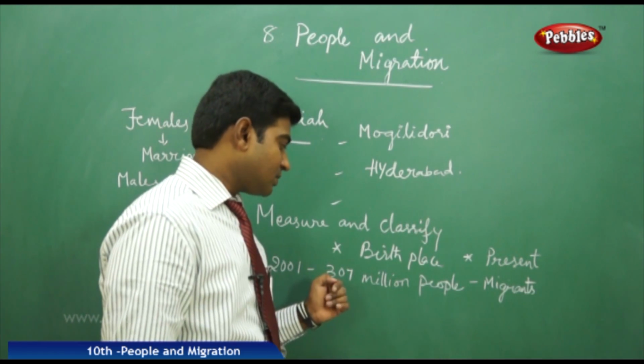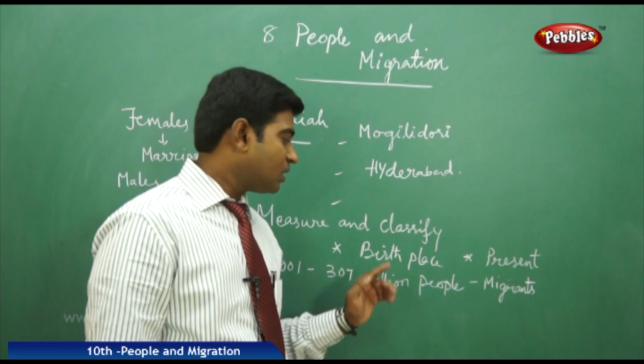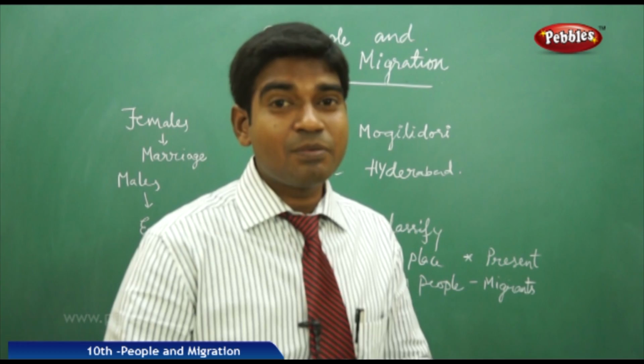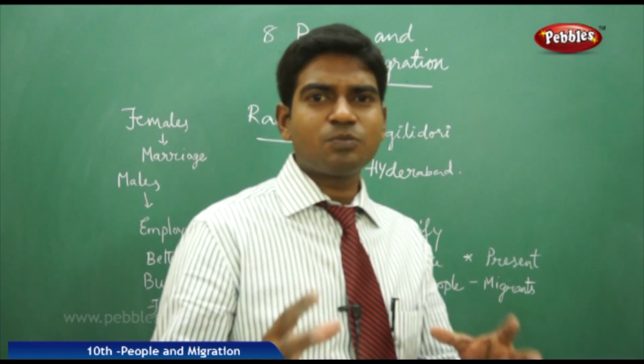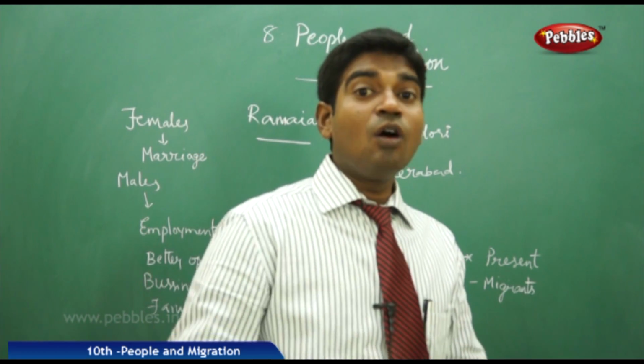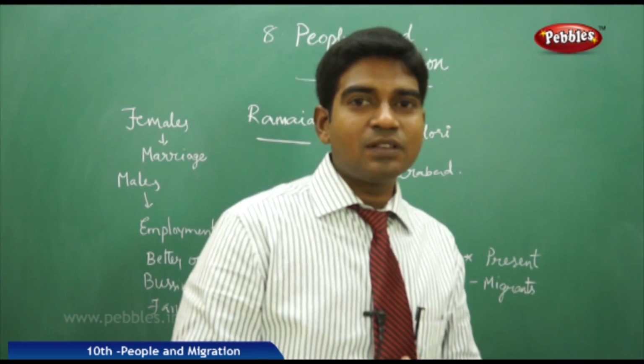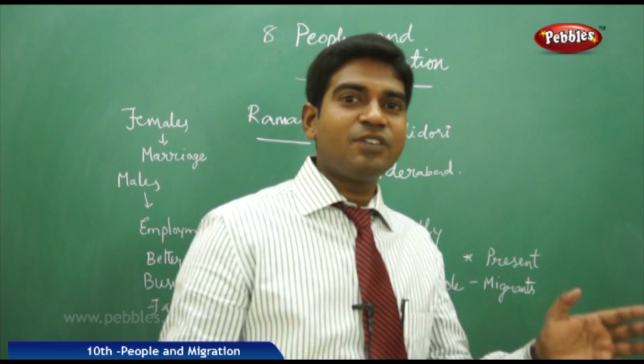In the 2001 census, we found 307 million people migrating in India. 307 million people migrating is not a small issue. It has to be addressed seriously. What are the reasons behind these people migrating from one place to another? Let us look at male and female migration.